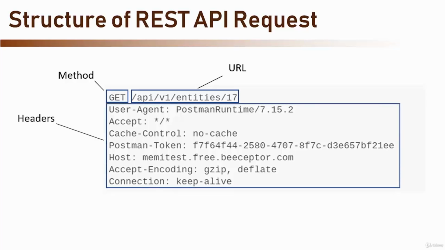And then the headers. Now, as we said before, headers contain metadata about the request. So you can see here is the user agent, which represents the application that made the request. You can see something about cache. You can see the host that the client accessed and some more metadata. So this is a typical REST API request.